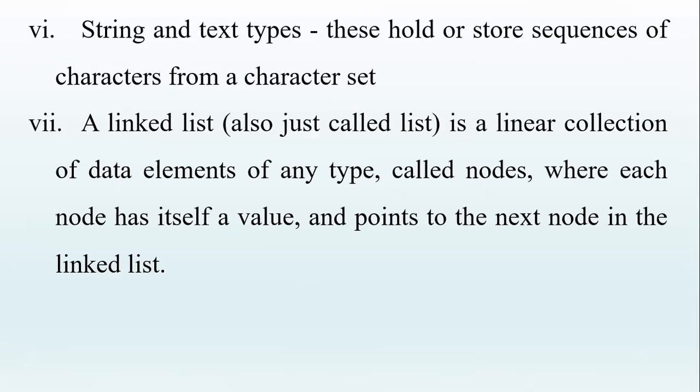Number seven are a linked list. They are also called lists. It is a linear collection of data elements of any type called nodes, where each node has itself a value and points to the next node in the linked list.